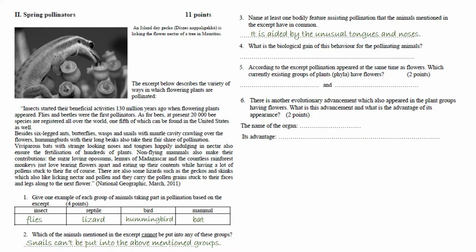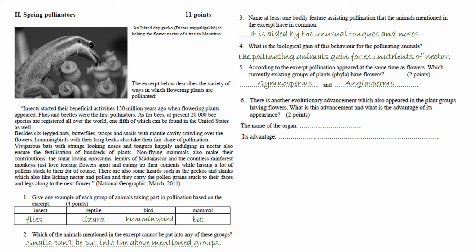Basically, they can gain many things. For example, the nutrients of nectar or the sugar from the nectar, but the pollen grains also contain several substances. One thing is needed in here, so I just wrote the nutrients of nectar. According to the excerpt, pollination appeared at the same time as flowers. Which currently existing groups of plants have flowers? Flowering plants, gymnosperms and angiosperms must be named here.